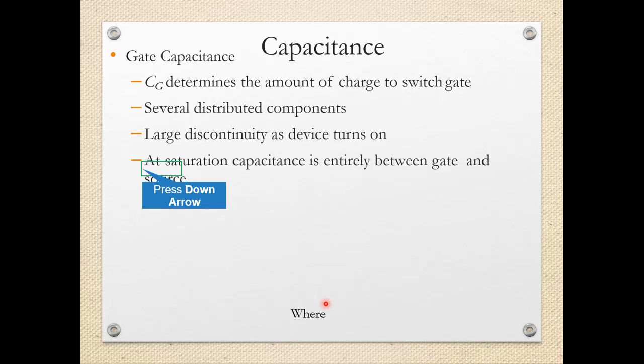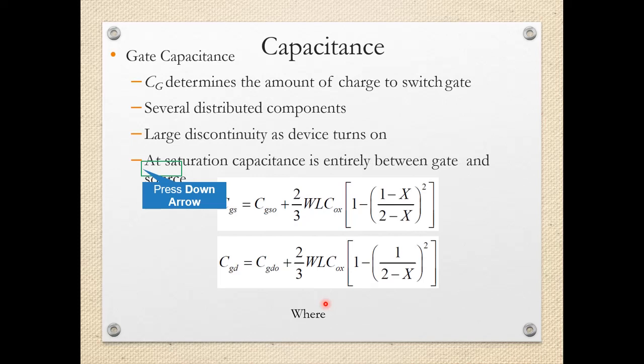Then the several distributed components are there. Just now we have seen there are different capacitances formed between the different leads of the MOSFET. Large discontinuity as the device turns on. At saturation, capacitance is entirely between gate and source. The capacitance between gate and source is given by this formula. Then capacitance between gate and drain, the second formula. And in this formula, you can see the term X is there, and that X is nothing but VDS divided by VGS minus VT.